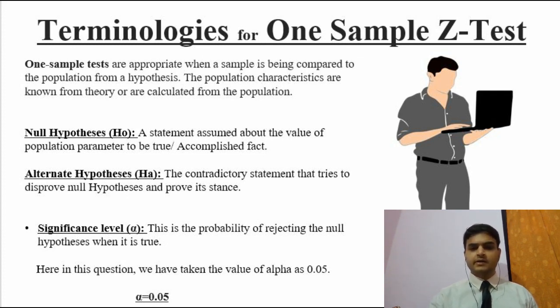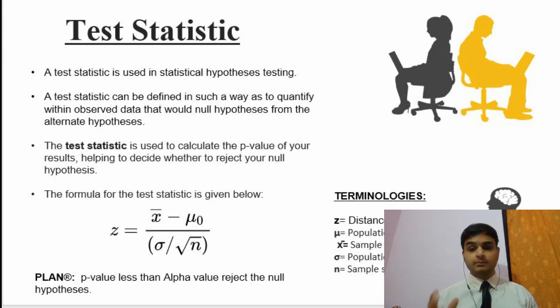Further, we have a very important term known as the test statistic. The test statistic is used to calculate the p-value of the results, which helps us decide whether to reject or accept the null hypothesis. It is mostly used in statistical hypothesis testing. It has a general formula: z equals x bar minus mu naught upon sigma by root n, where z is the distance from the mean, mu is the population mean, x bar is the sample mean, sigma is the population standard deviation, and n is the sample size.